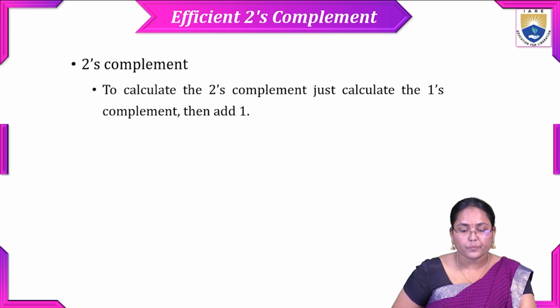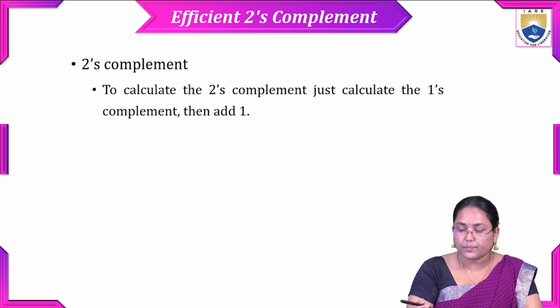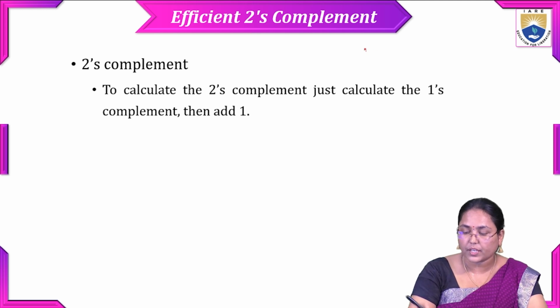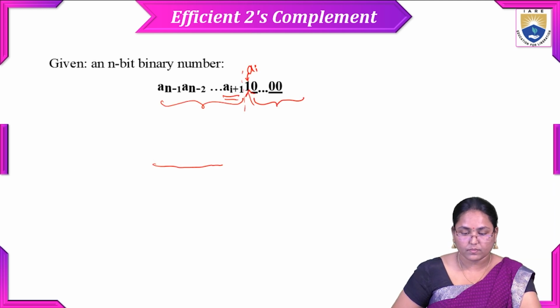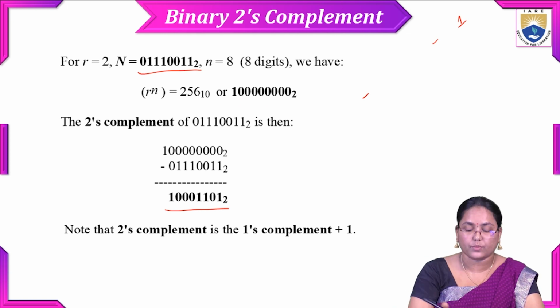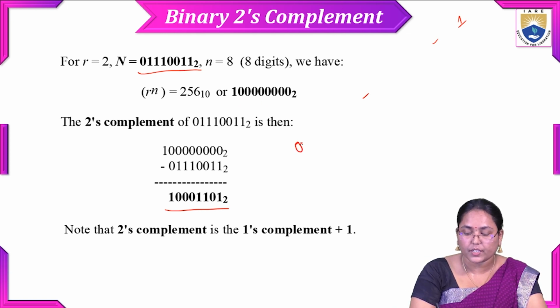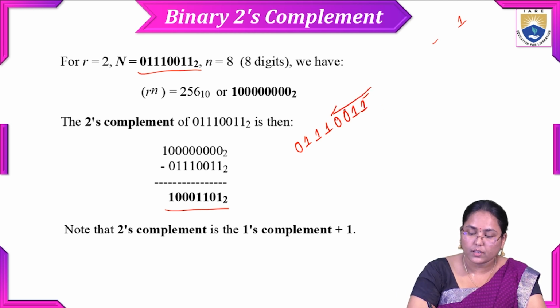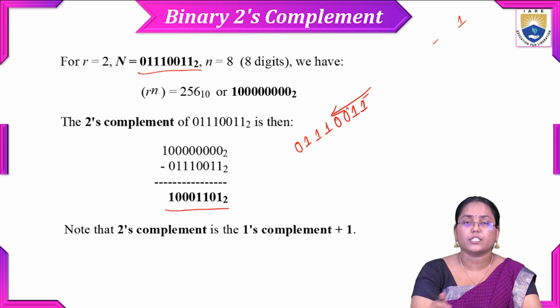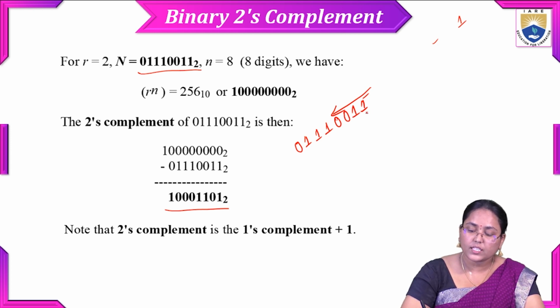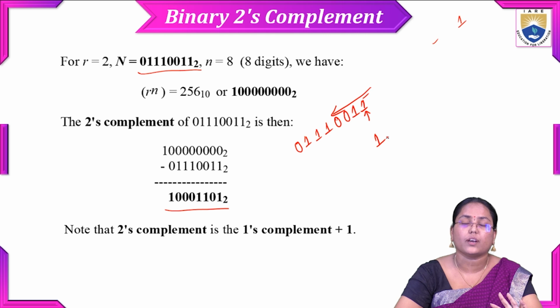Let us see one example here. Let us take the previous number only. What is the number which we need to convert into 2's complement? Just take the number 0, 1, 1, 1, 0, 0, 1, 1. Now when I look from the right side, that is LSB to the MSB side, the first number is 1. As soon as I get 1, I need to place it as such. I won't change anything.